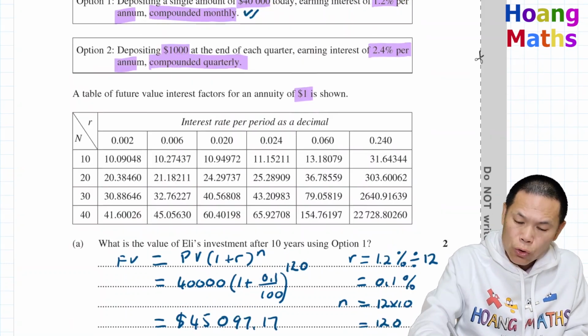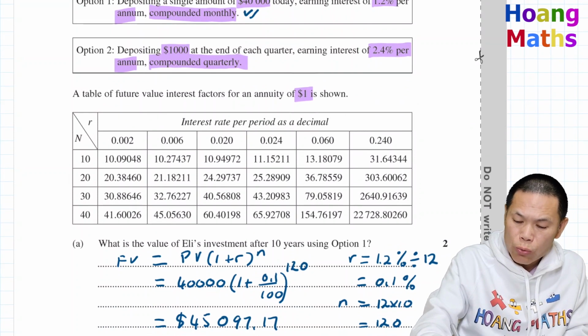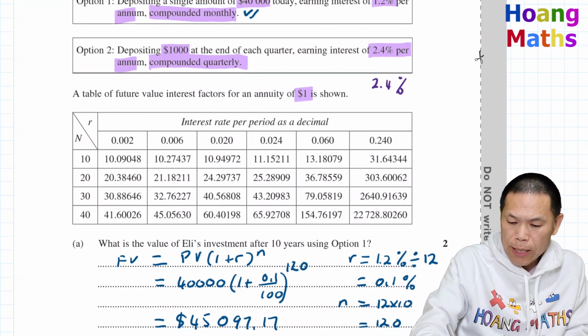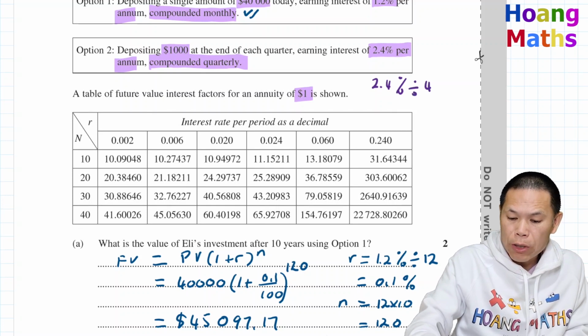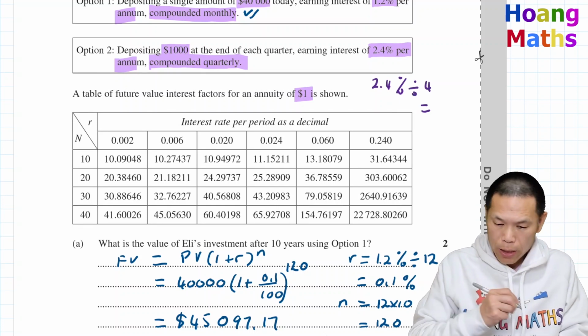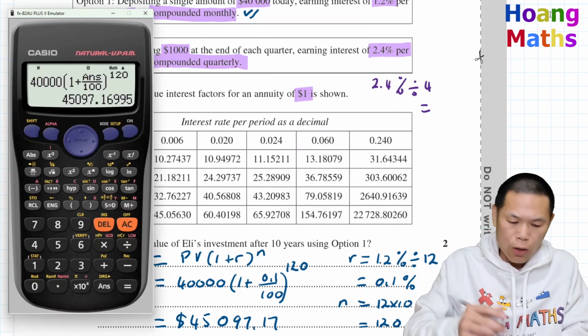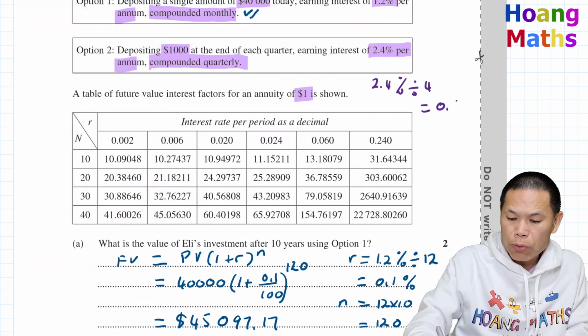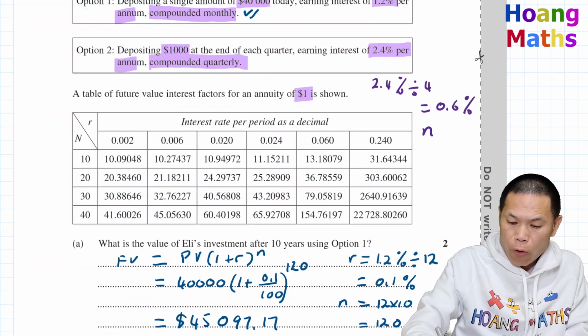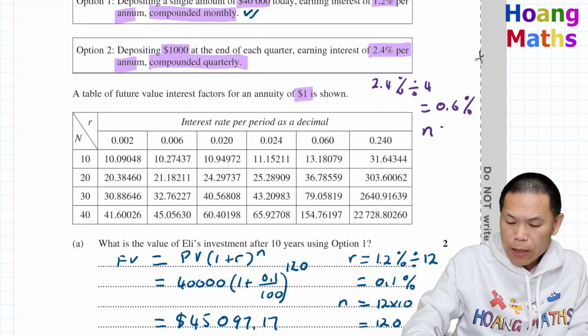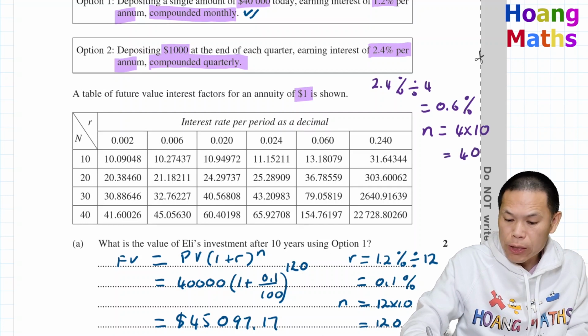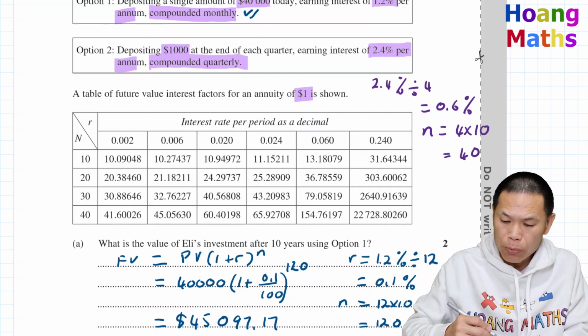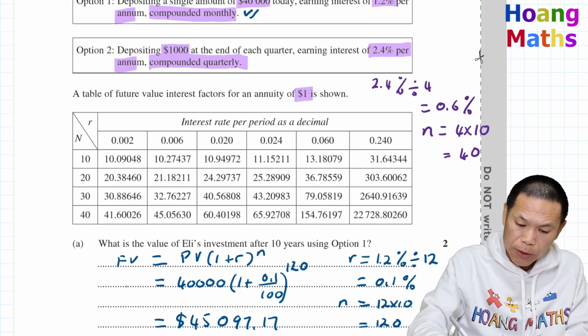For 2.4% per annum, we divide this by 4 because it's compounded quarterly. So I just put it on the calculator: 2.4 divided by 4, so 0.6%. And for N, because it's 10 years and there are 4 quarters in a year, we times by 10. So that gives me 40. Now I just need to look at the table. So for 0.6% and 40 periods, that's the answer.